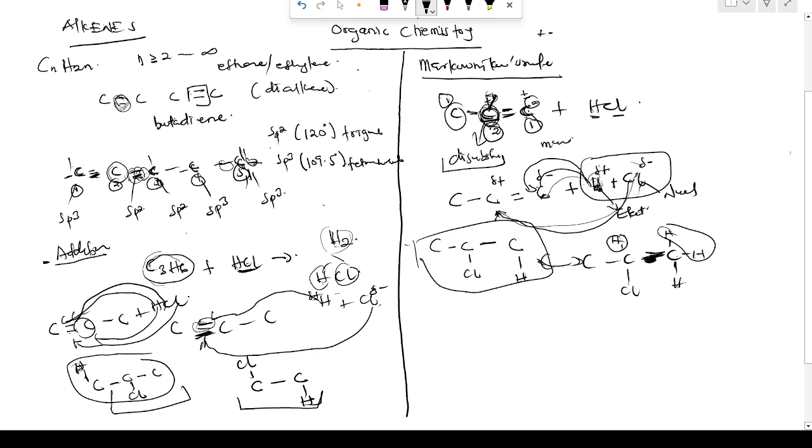You can use the simple method: hydrogen goes to the carbon with the more hydrogen, then the halide goes to the carbon with the least hydrogen. So that's the whole concept about the Markovnikov rule.